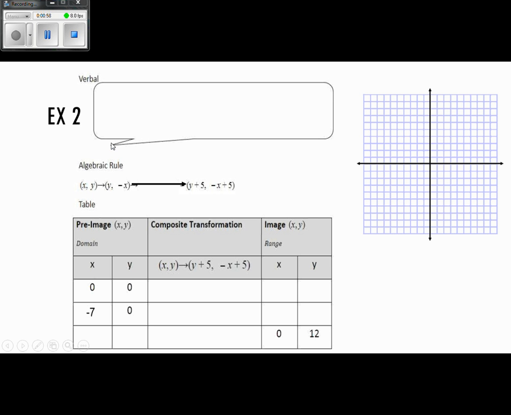I'm trying to think. Oh man, that's right, you guys. You're so smart. I couldn't even figure it out, and you were able to tell me.